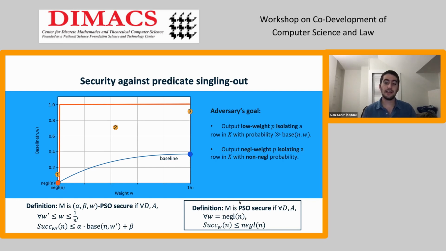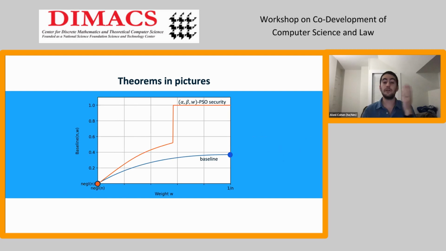So we say that a mechanism M is PSO secure against predicate singling out attacks, if basically no adversary can succeed in outputting a negligible weight predicate and isolate with better than negligible probability. So that's our definition. That's what I'll refer to for the rest of the talk. We also consider a more general version. Cool. So I'm just going to show you some theorem statements in picture.